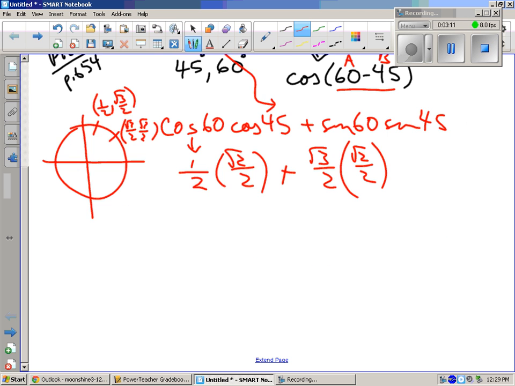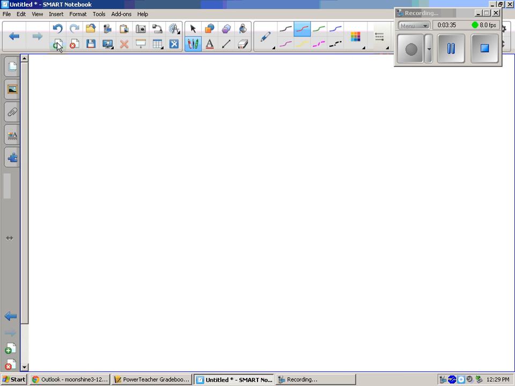All right, finishing up here, I'm going to multiply, get root 2 over 4, root 6 over 4. Together, that's root 2 plus root 6 over 4. Either answer is correct, so whichever way you like, you can just leave it. So that's one identity. There's three more. So I'm going to go to the next page, and we're going to write all four of them down together.